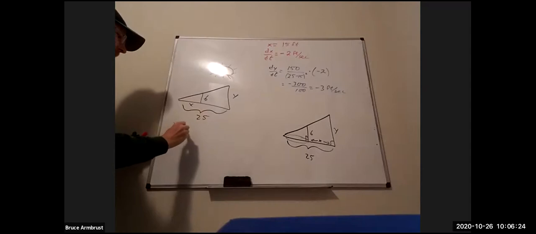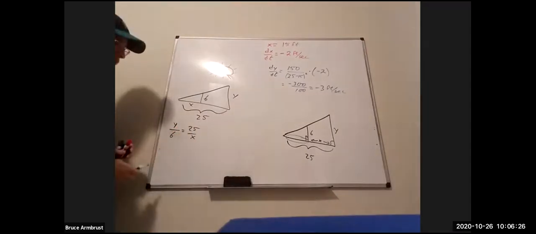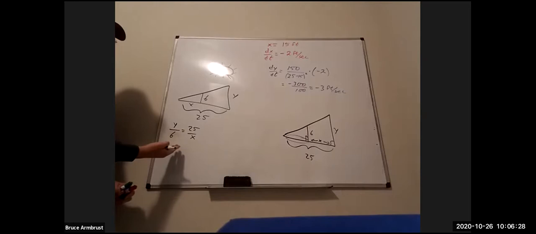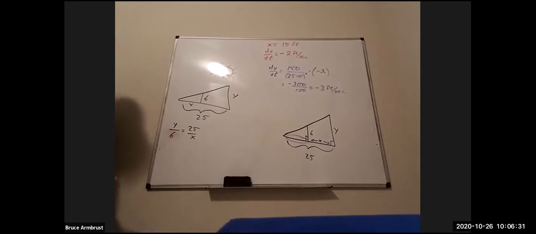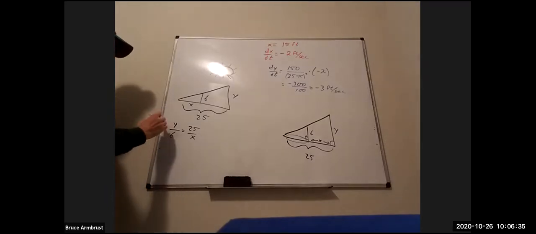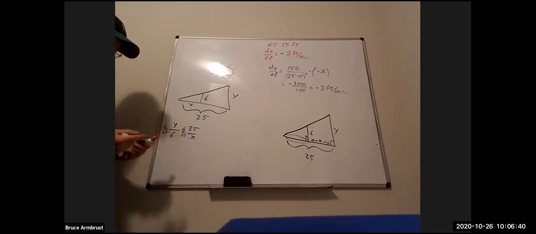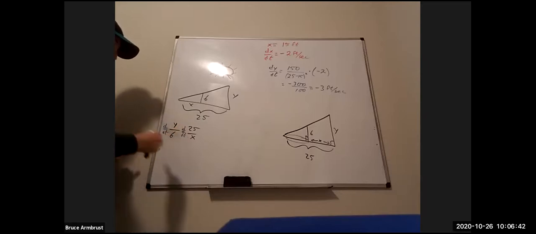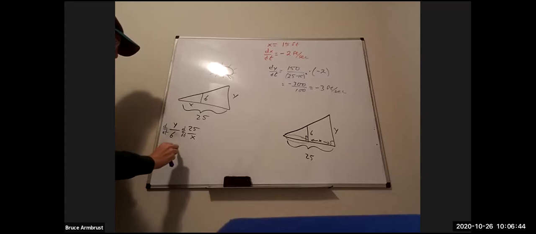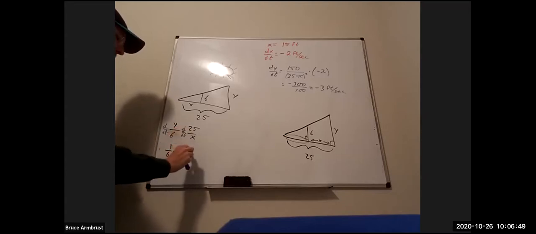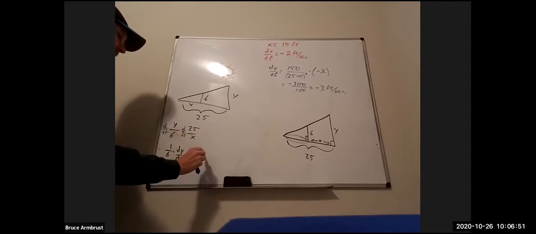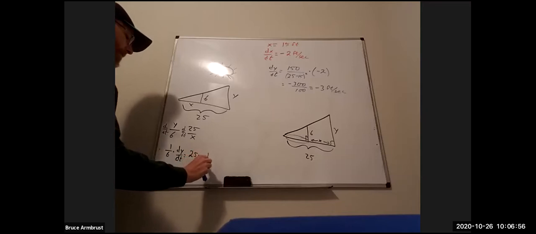Big length to small length would have been 25 over x. So it looks a little bit different. Still very similar, but it's a little bit different. If we had differentiated with respect to t, the left-hand side would have been the same as before, so it would have been 1/6 times dy dt. The other side would have given us 25 times minus 1 over x squared.